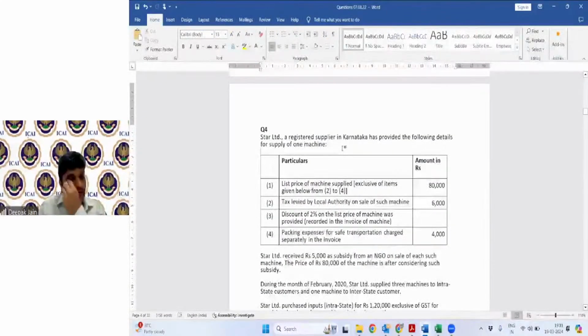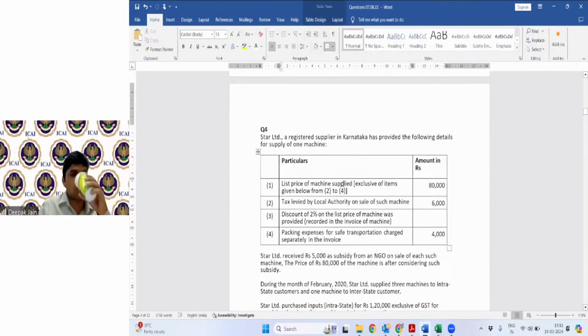Star Limited is a registered supplier in Karnataka. They have provided the following details for supply of one of the machines. The list price of the machine supplied, which is exclusive of items given below. Again, list price of the machine is 80,000 rupees. It is exclusive of 2 to 4 details given below.